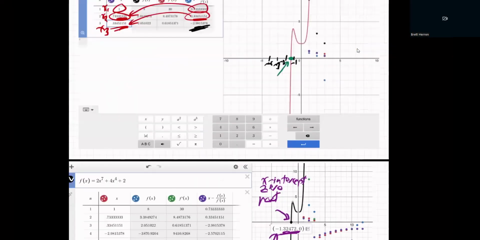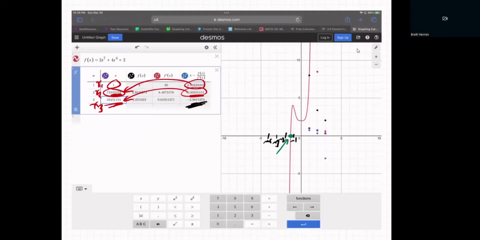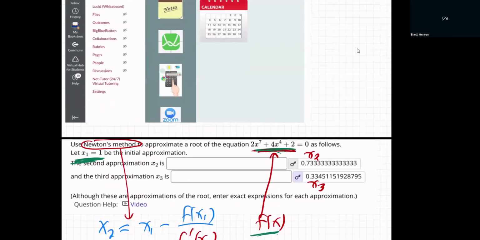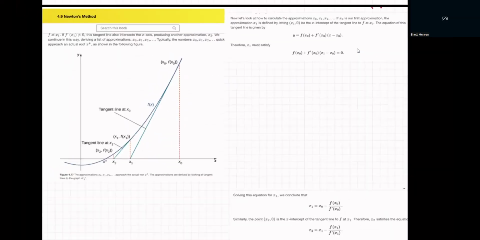All right. That's all you need to know. For those interested, you can keep watching this video and I'll tell you where Newton's method comes from. Like, what the heck is Newton's method? How did he come up with that? Let me show you. So here is the backstory.